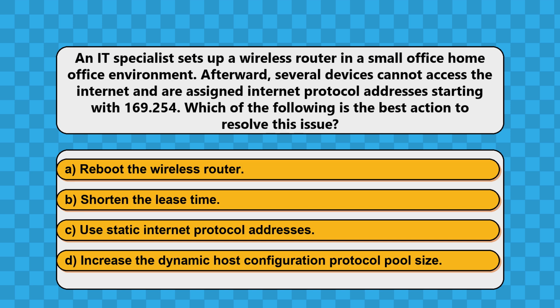Question 4. An IT specialist sets up a wireless router in a small home office environment. Afterward, several devices cannot access the internet and are assigned internet protocol addresses starting with 169.254. Which of the following is the best action to resolve this issue? Option A. Reboot the wireless router. Option B. Shorten the lease time. Option C. Use static internet protocol addresses. Option D. Increase the dynamic host configuration protocol pool size.